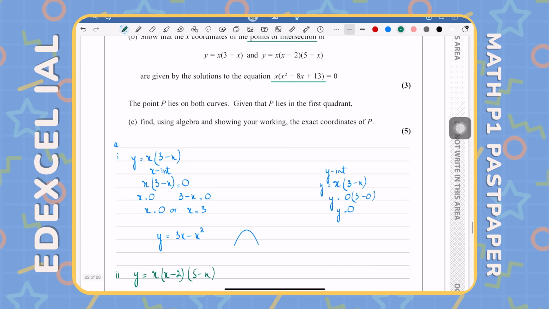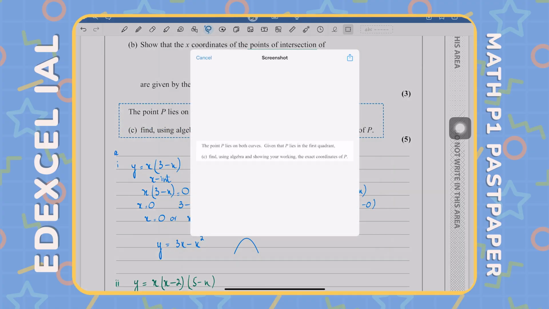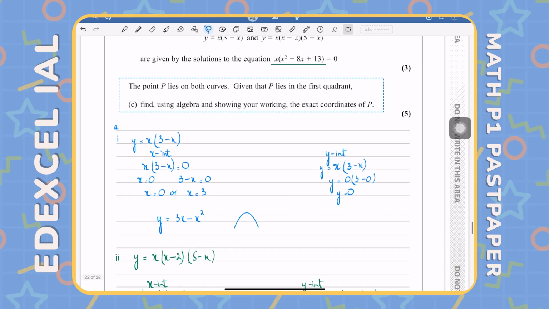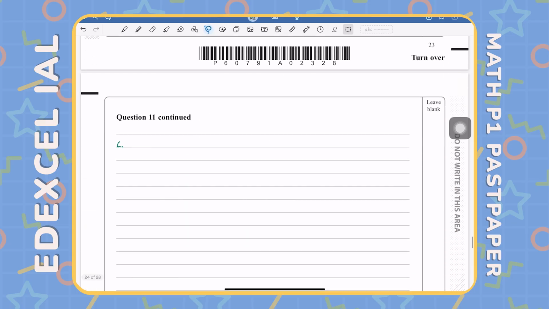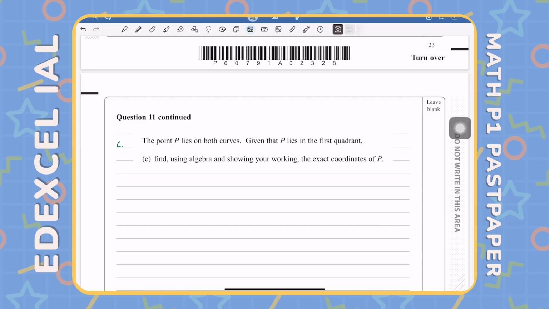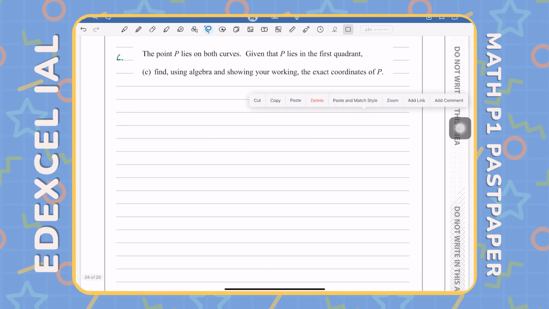Now part C says the point P lies on both curves, given that P lies in the first quadrant. So first quadrant basically means that x and y are both going to be positive. Find, using algebra, showing your working, the exact coordinates of P. Okay, let me just paste this here so that it's easy. So notice that the question was technically just setting us up for this. What do I mean by that? Meaning that the working that we did for the previous part is actually what we're going to use over here.